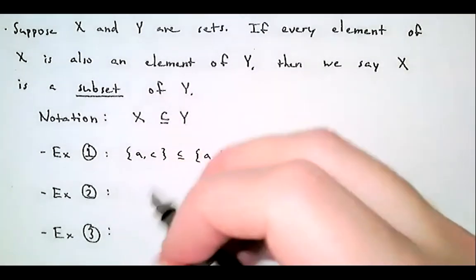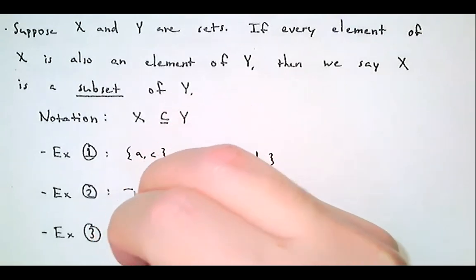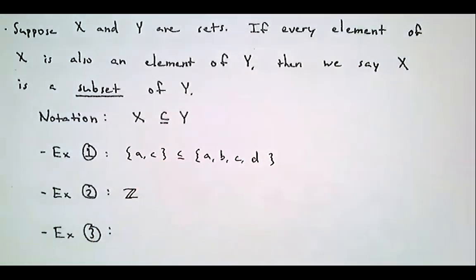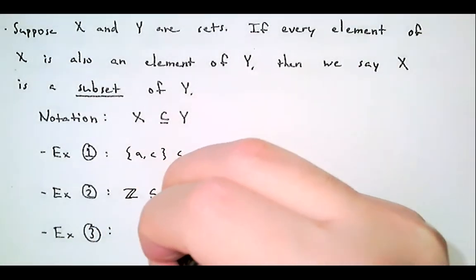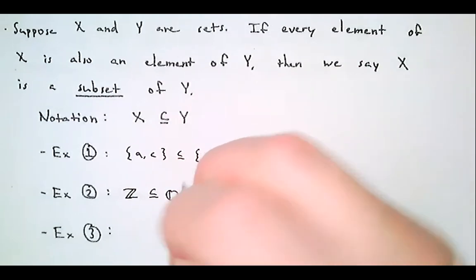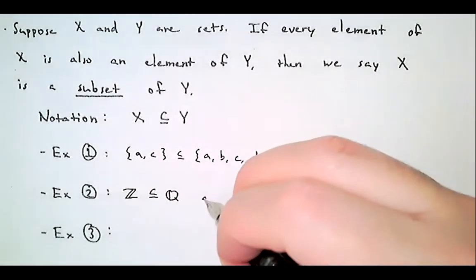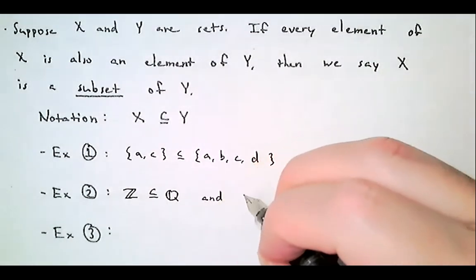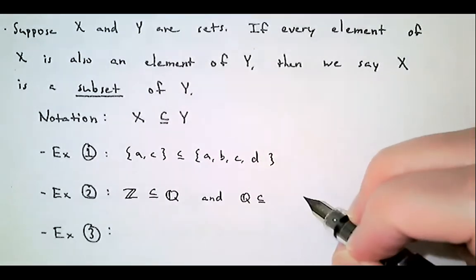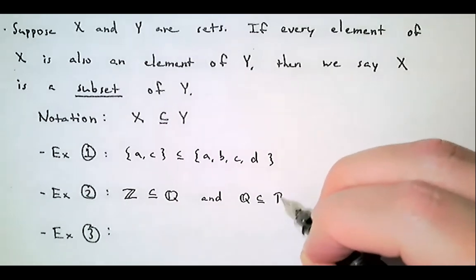We can also have relationships between the bigger sets that we've seen today. So for example, the integers, the whole numbers, are a subset of the rational numbers, the fractions. And we also know that rational numbers, fractions, are all real numbers. So that means the rational numbers are a subset of the real numbers.